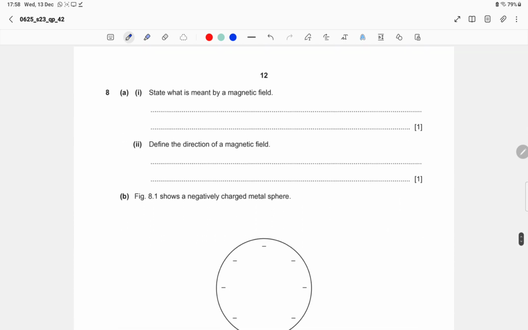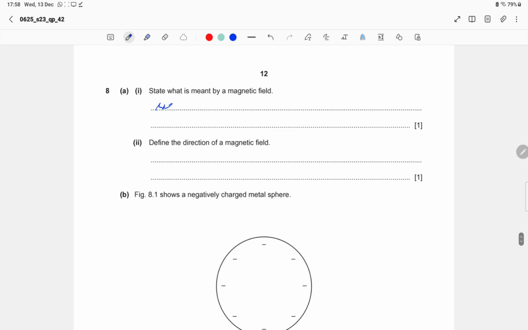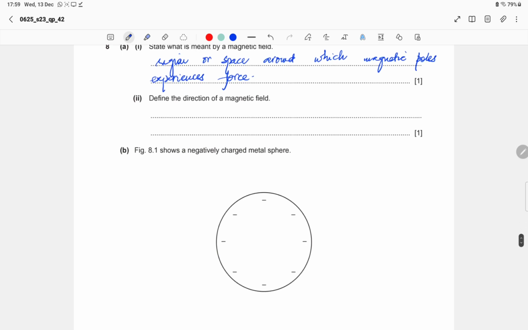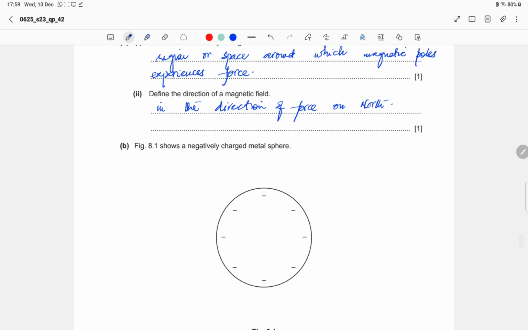Moving to the next question. State what is meant by a magnetic field: region or space around which magnetic poles experience force. Define the direction of the magnetic field, and it's going to be in the direction of force on the North Pole. So this you have to remember.